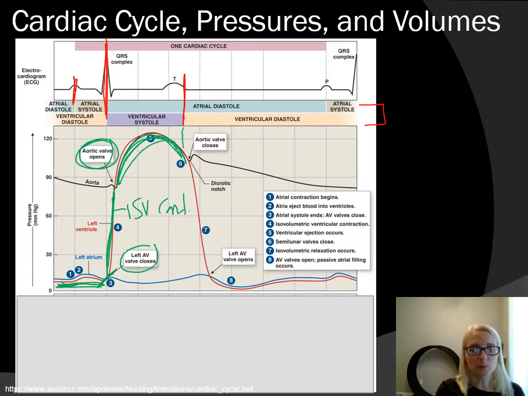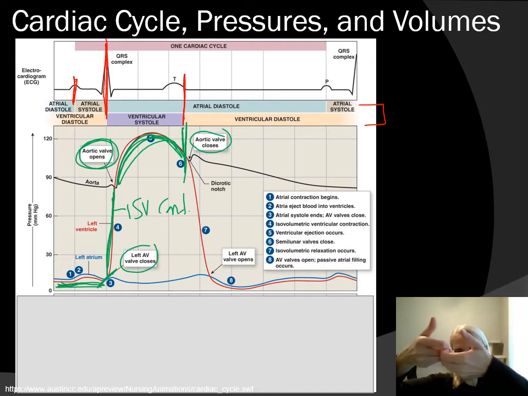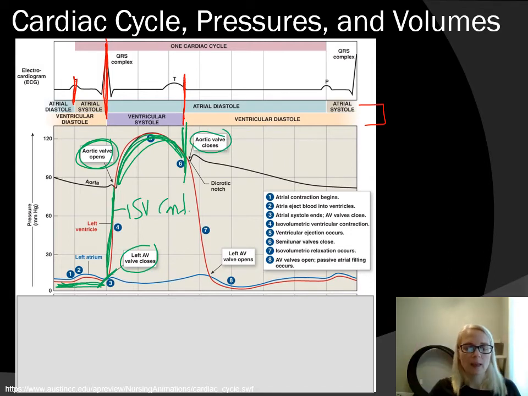Okay, and then at this point here, step 6, this is when ventricular diastole happens. So now the ventricles are starting to relax. They relax enough to close the aortic valve. So that's the little cups catching the blood, closing. And then right here, left AV valve opens. So from this point down to this point, this is our isovolumetric relaxation. It's a little bit longer than the contraction time because relaxation takes a little bit slower.